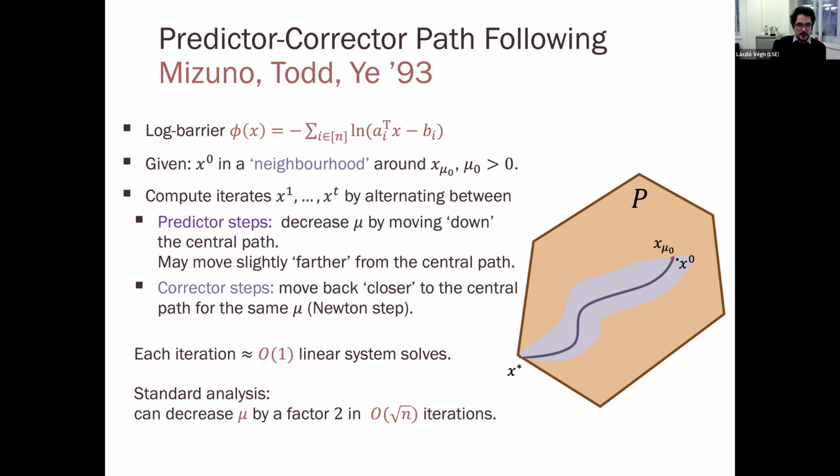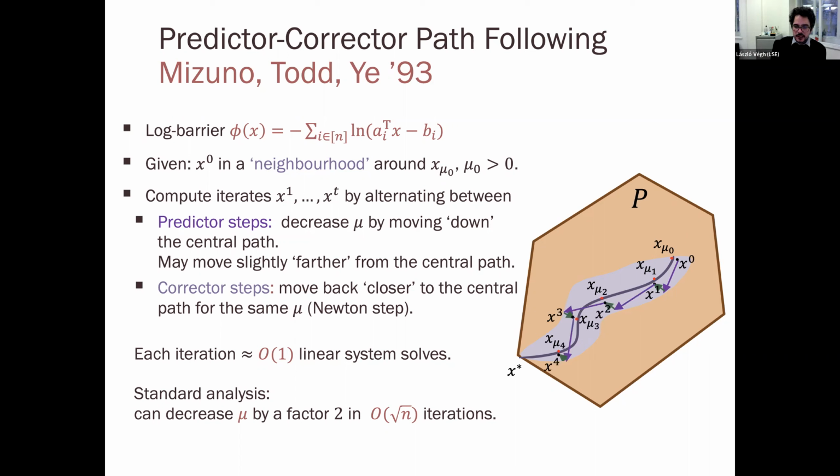We have predictor steps, which shoot down along the central path while decreasing this parameter mu, but they lose a bit of accuracy. They go further out from the path. And then comes a corrector step, which steers us back closer to the central path. It doesn't make progress in mu, but it restores centrality. And so we keep alternating between these predictor and corrector steps and get closer and closer to the optimal solution.